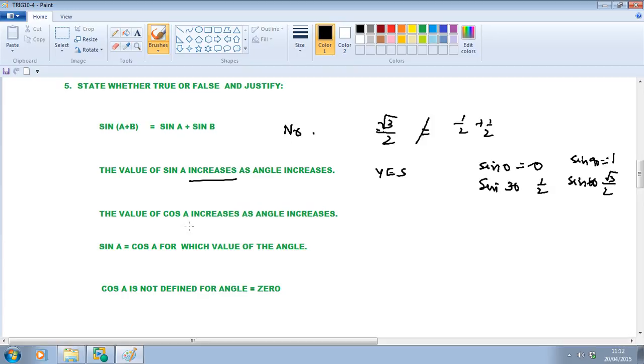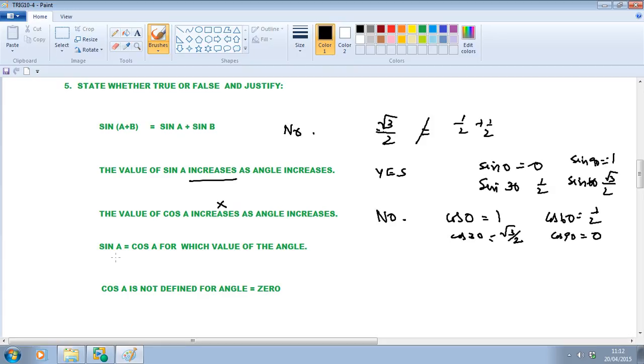Next: the value of cos A increases as the angle increases. The answer is no. What is cos 0? Equal to 1. How much is cos 30? It's root 3 divided by 2. What is cos 60? It's half. What about cos 90? That's 0. The value is decreasing. It's not increasing.